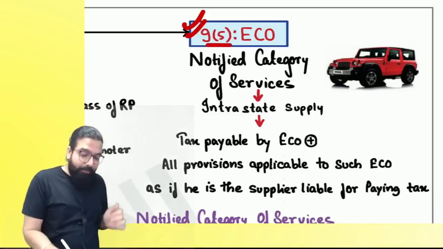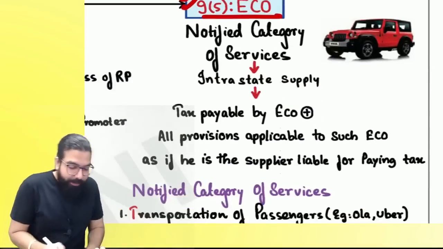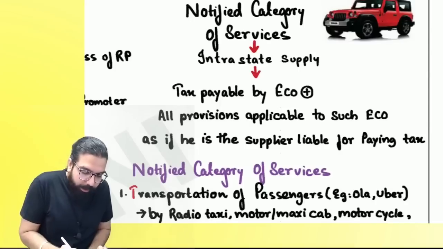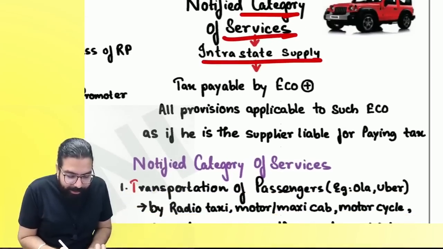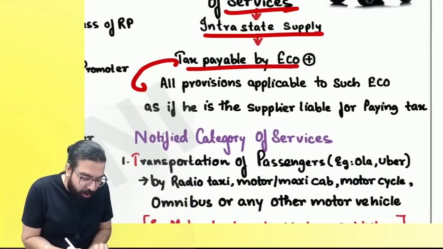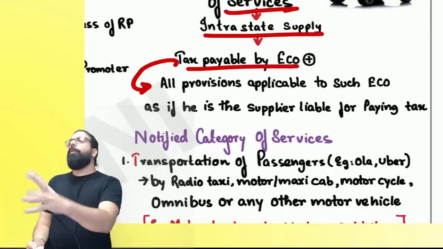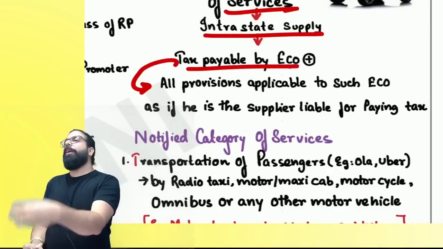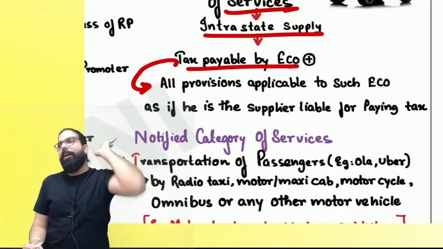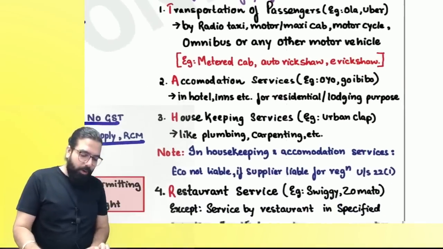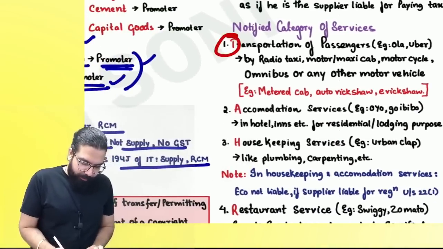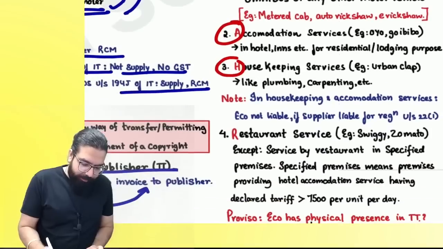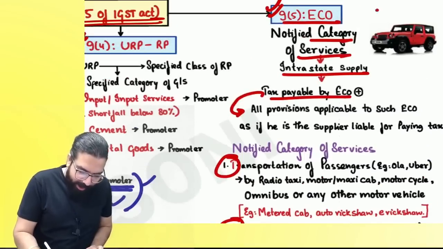And hence section number 9.5 came, where government told that for a notified category of services, intrastate supply, tax will be payable by the e-commerce operator, and all the provisions of the act will apply to the e-commerce operator as if he is a supplier. Are we clear, everyone? Government notified 4 categories. You have to remember T, H, A, R.